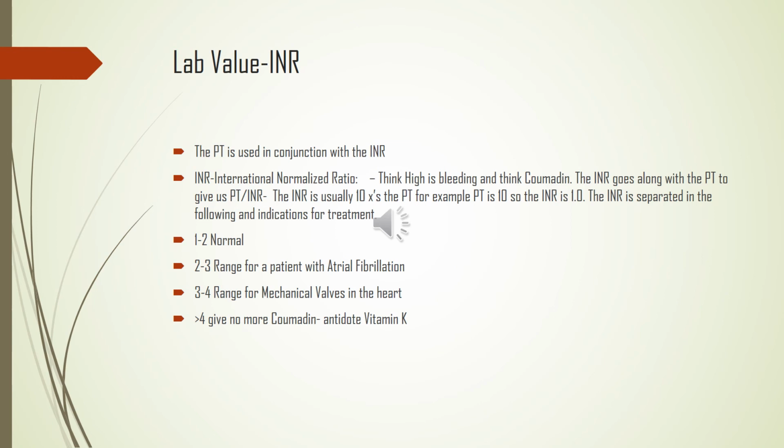So the INR goes along with the PT to give us the PT-INR. The INR is usually 10 times the PT. For example, if the PT is 10, the INR is going to be 1.0. The INR is separated into the following indications for treatment. 1 to 2 is normal, 2 to 3 range for a patient with atrial fib. You want them to be 3 to 4 range for mechanical heart valves, and then greater than 4, no more coumadin, the antidote vitamin K.